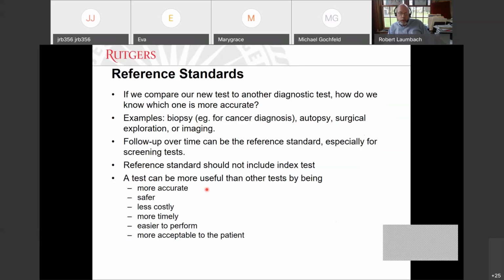And often we're using the reference standard to compare to, that's like our best method, compared to other tests that may be more accurate, but more likely are either safer, less costly, more timely, easier to perform, more acceptable to the patient. Because we have an issue if we're just trying to determine the accuracy. If we're more accurate, we're going to look actually less accurate than the reference standard if the reference standard is not as accurate as the index test that we're trying to assess.